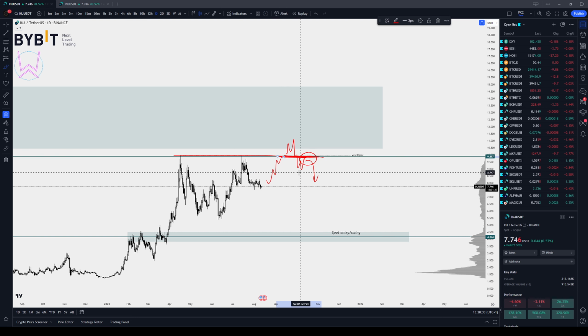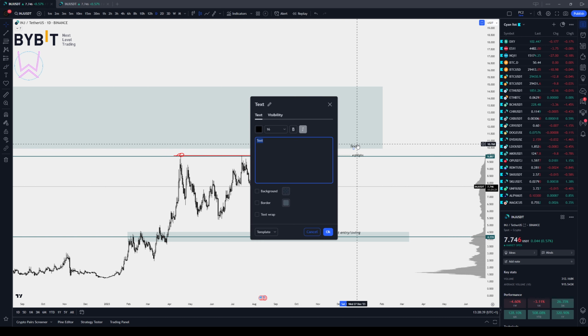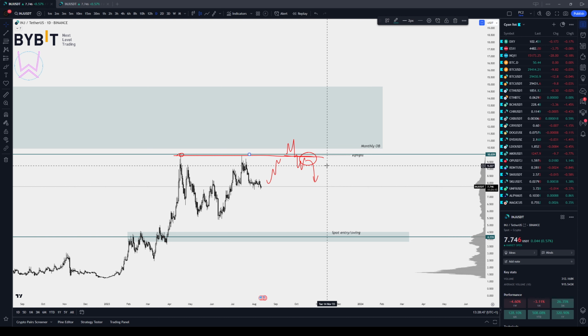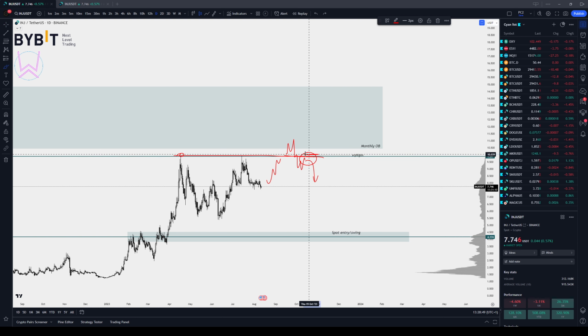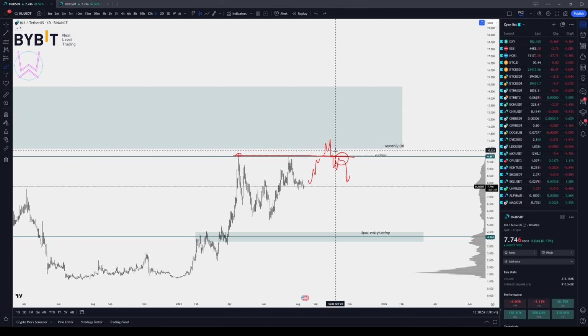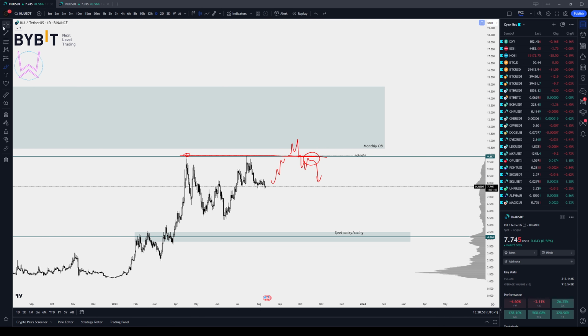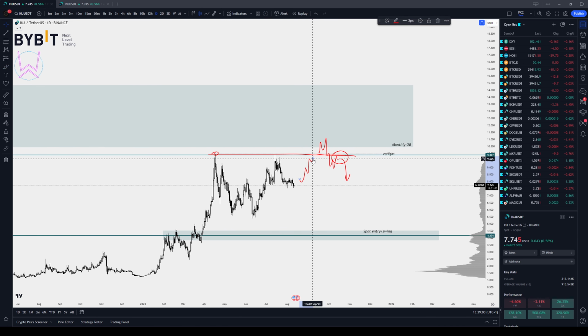So for the short, we wait for a sweep of these equal highs into this monthly order block here. And then we take the short on the deviation back below. Invalidation would just be if we started accepting back above this area. Okay, and of course, if INJ flips above here and starts to hold, we could look for a move through this monthly order block. So that's the higher time frame plan right now.